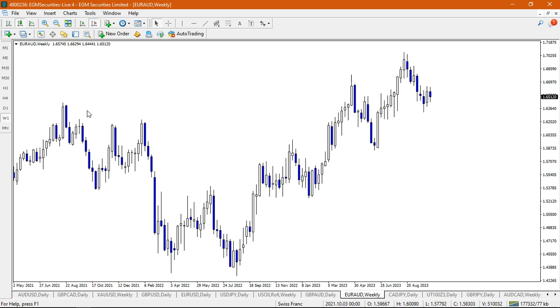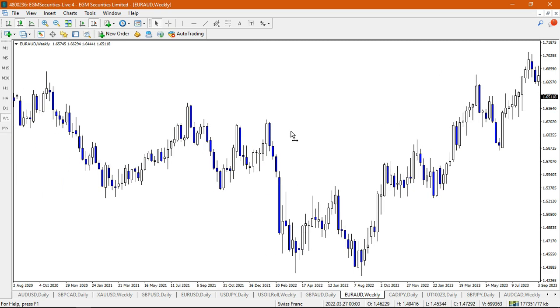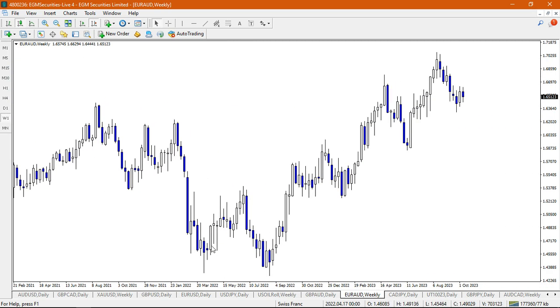Now, what about this chart? This is Euro AUD. Today, guys, we're going to analyze the Euro AUD. As you can see, it has been on an uptrend. Like you see right there, we have been forming higher highs and higher lows. Yes, these are lows. We have a higher high right here.